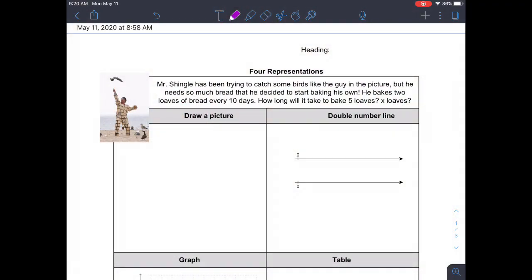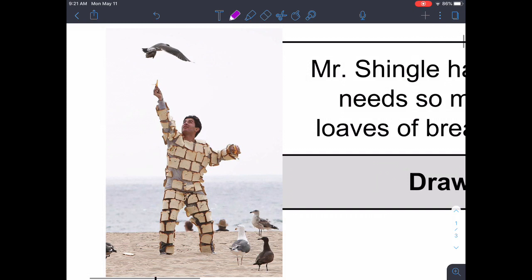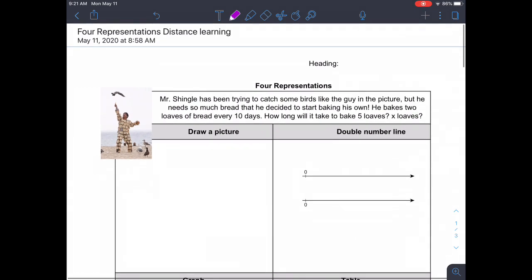Good morning and happy Monday or Tuesday. Today we're going to be working on proportional relationships. So we're going to look at a couple situations of what your math teachers are going through right now. The first one is Mr. Shingle. I have been trying to catch some birds like the guy in this picture. But it's getting expensive. I need so much bread that I decided to start making my own. I make 2 loaves of bread every 10 days. How long will it take to bake 5 loaves? How long will it take to bake X loaves?